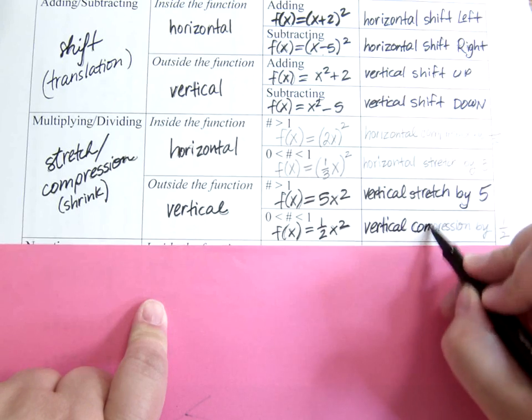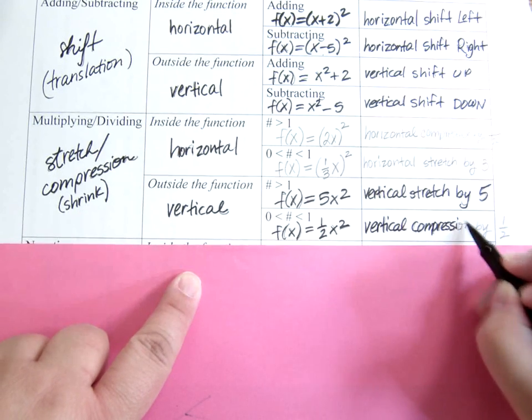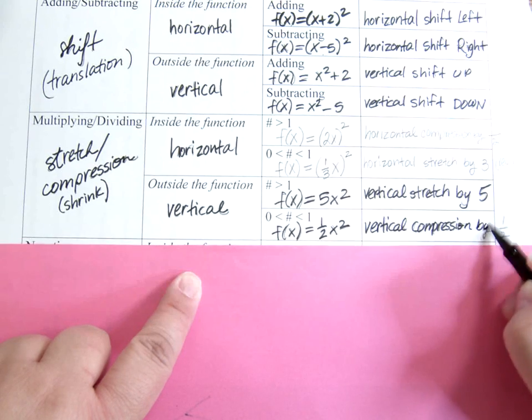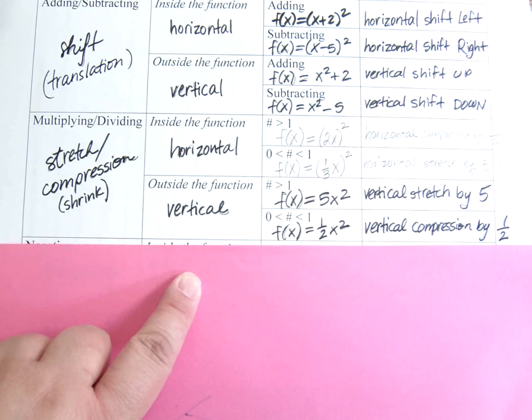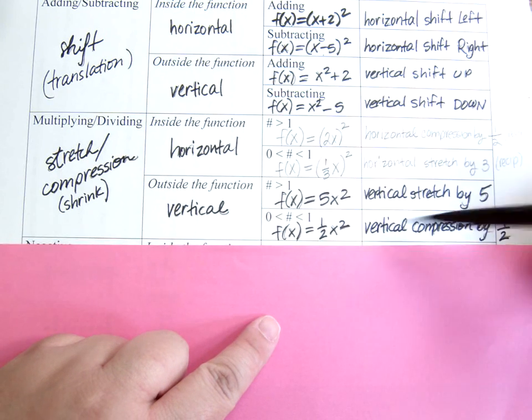Compression has another word for it, which is shrink. So compression or shrink is fine. But you do need to know that they both mean the same thing because you might see it different ways on different tests. So that would be a vertical compression by 1/2.